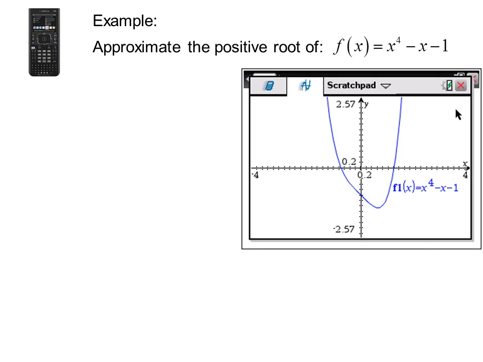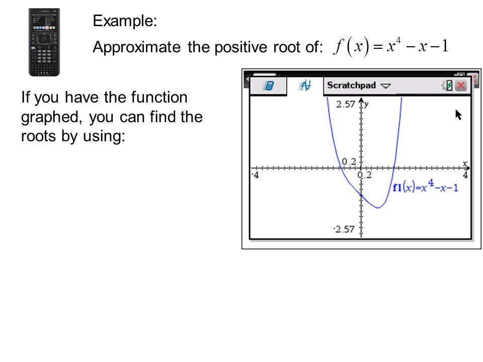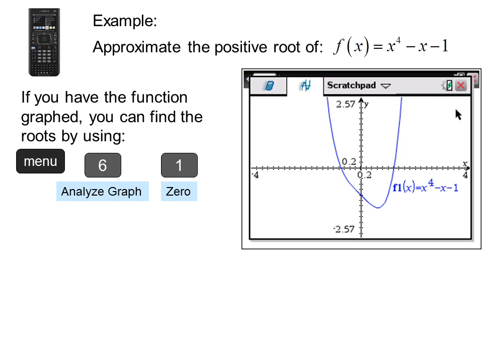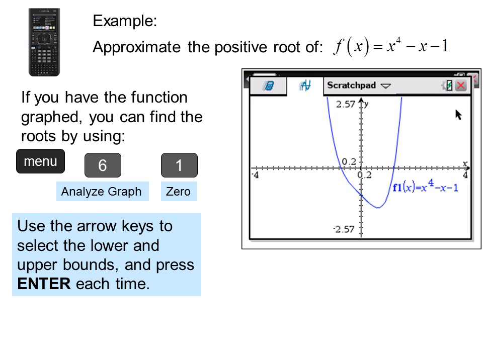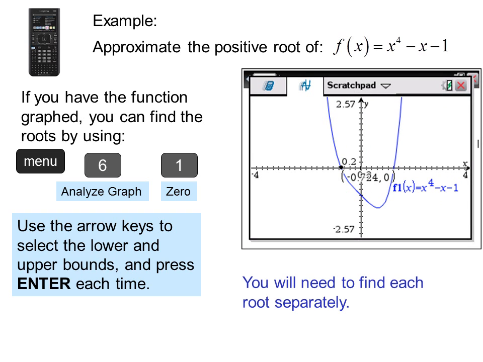Example, approximate the positive root of f of x equals x to the fourth minus x minus 1. If you have the function graphed, you can find the roots by using menu, 6, analyze graph, 1, 0. Zeros are another word for root. Use the arrow keys to select the lower and upper bounds and press enter each time. You will need to find each root separately.